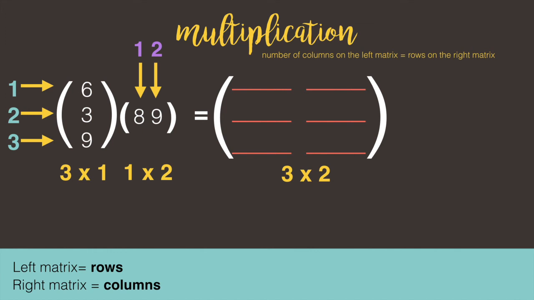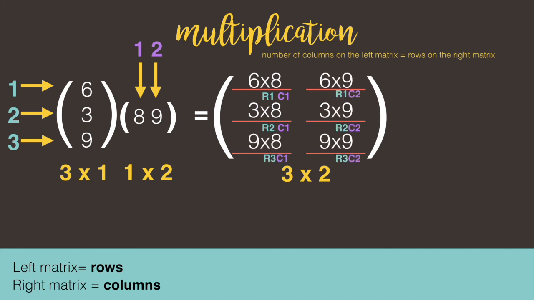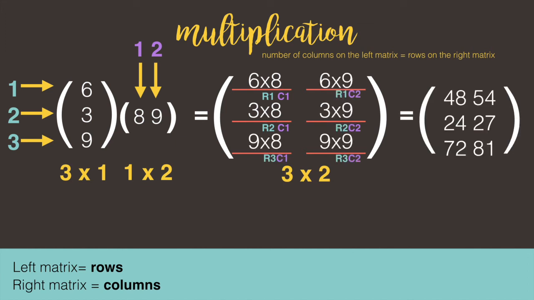So we just have to multiply the numbers. For instance, in row 1, column 1, we will multiply the number in row 1, which is 6, and the number in column 1, which is 8. On row 2, column 1, we multiply 3 by 8. Now we do the same thing to the whole matrix until we get the final product.